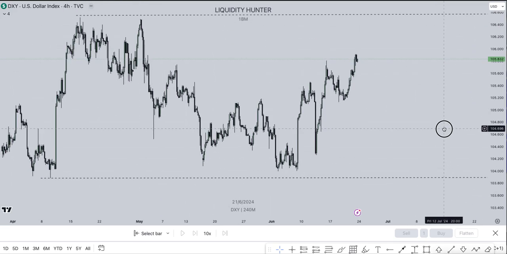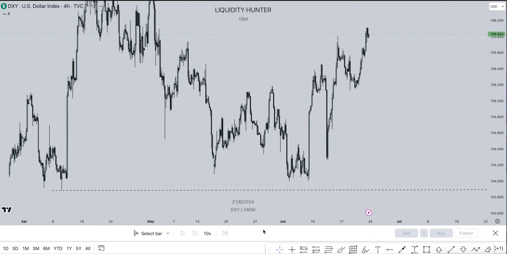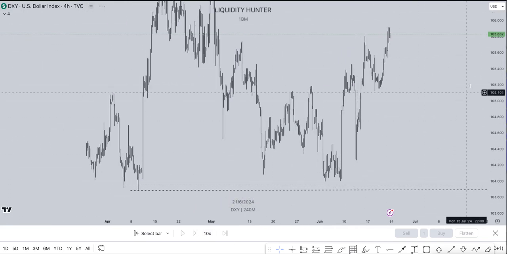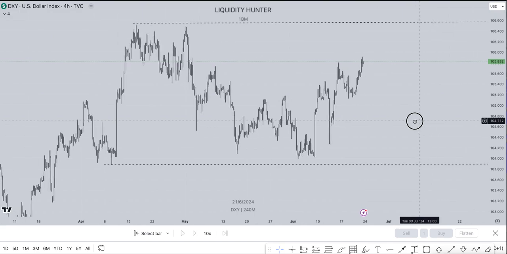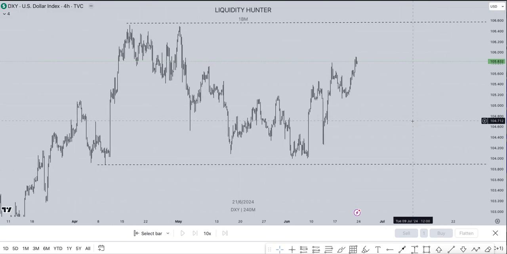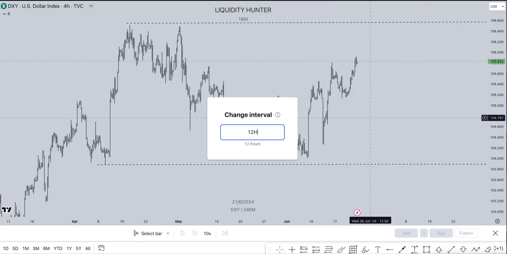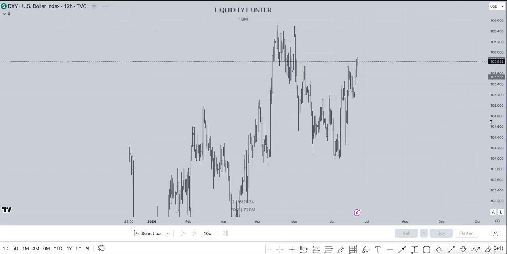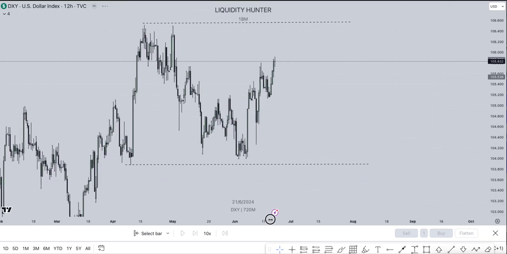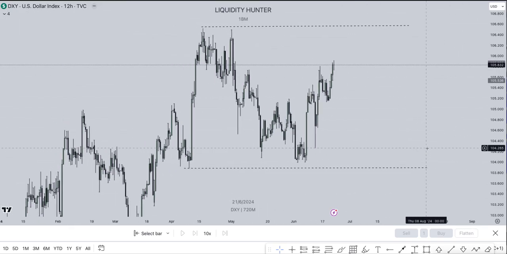On my 4 hour, what am I seeing? Clearly, I'm seeing price. That's the 1 day, 24 hours. So let me just go straight to 12 hours first, so we can really see some interesting things, because that 4 hours will be hiding a lot of details for us.